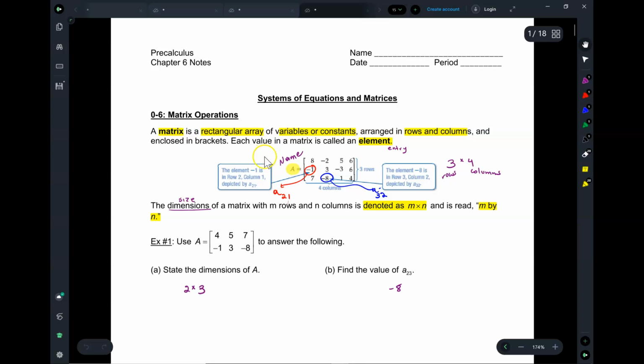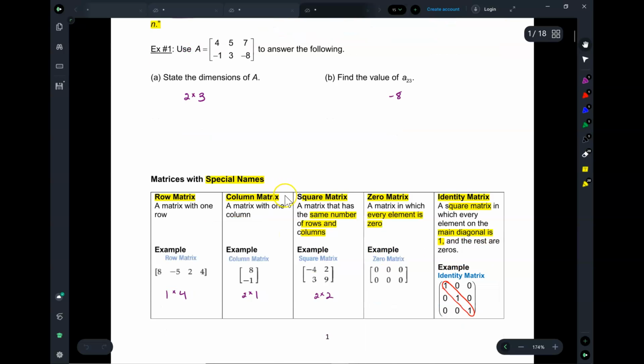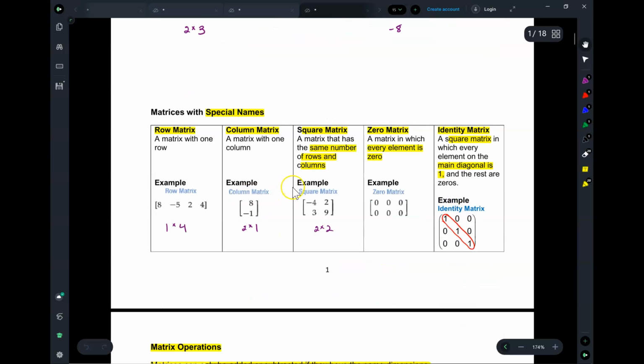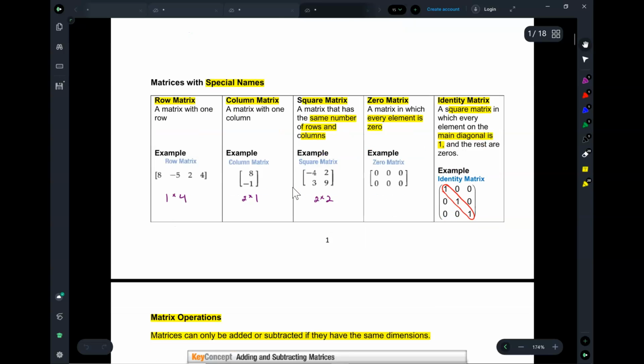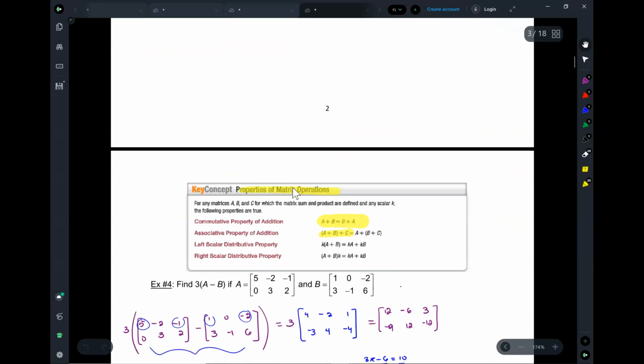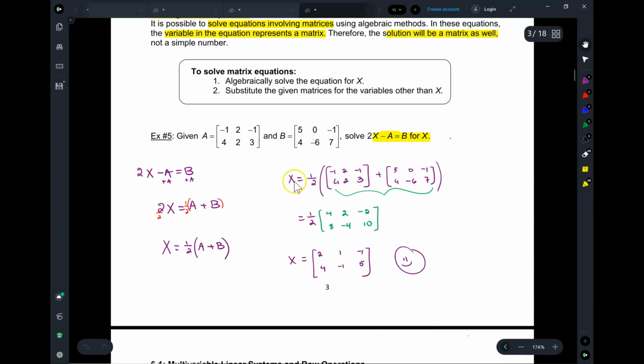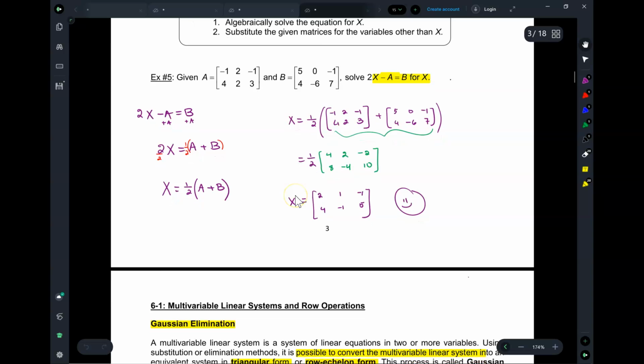First, we went over 0.6. Remember, that's from chapter 0. Homework was on page P27. We learned the dimensions of a matrix. We learned about the different types of matrices. We learned how to add and subtract matrices, right? And how to solve an equation like this.